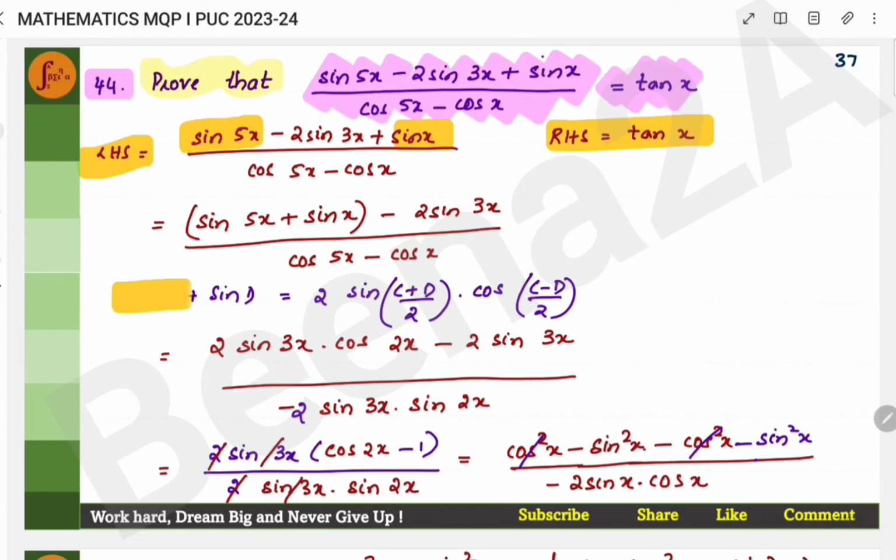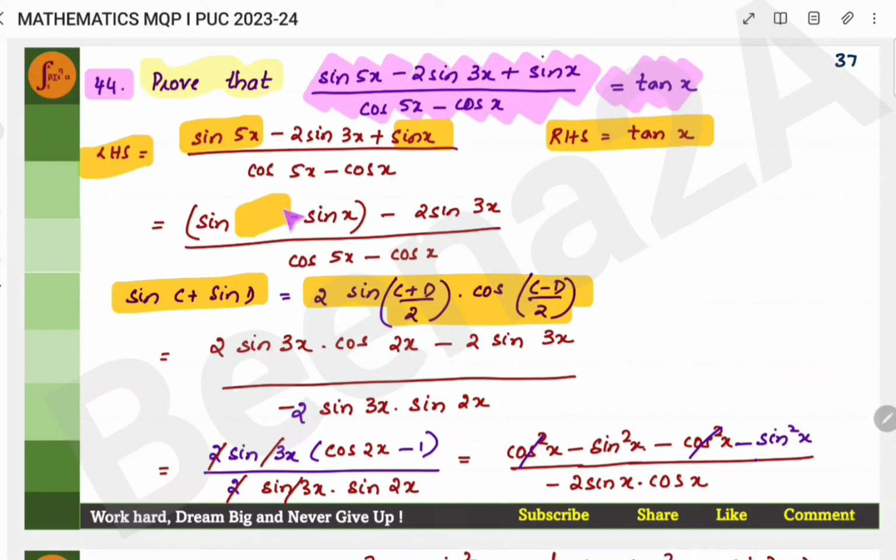Now we'll use this formula. Sine c plus sine d is nothing but 2 sine (c plus d) by 2 into cos (c minus d) by 2. We'll have to mug up this formula. When you add two sine functions, you will get a product of sine and cos. You will have to take c plus d and divide by 2.